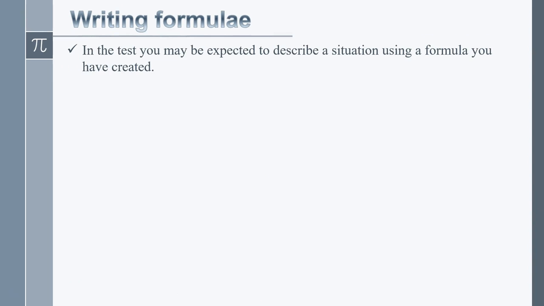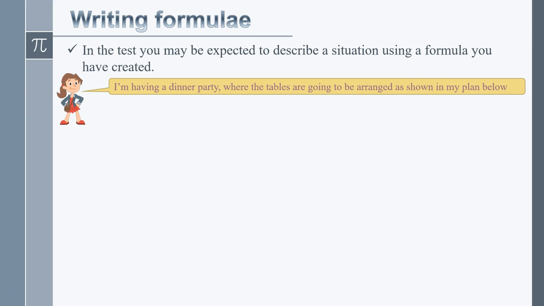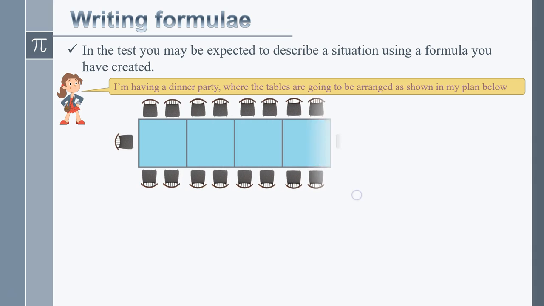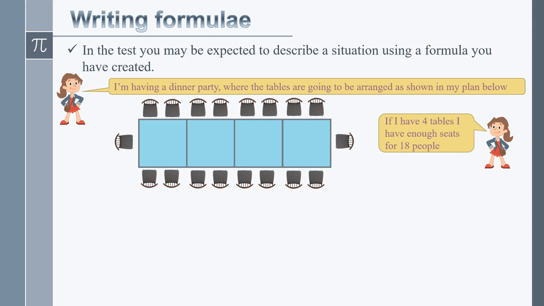As I said before, in the test we might be expected to describe a situation using the formula that we've created. So here we go. Here's our friend. She's having a dinner party, and the tables are going to be arranged like that. She's saying that if we've got 4 tables, we've got enough seats for 18 people. So we can see we've got 1, 2, 3, 4, 5, 6, 7, 8 there, another 8 there, and there's our extra 2 on the ends.